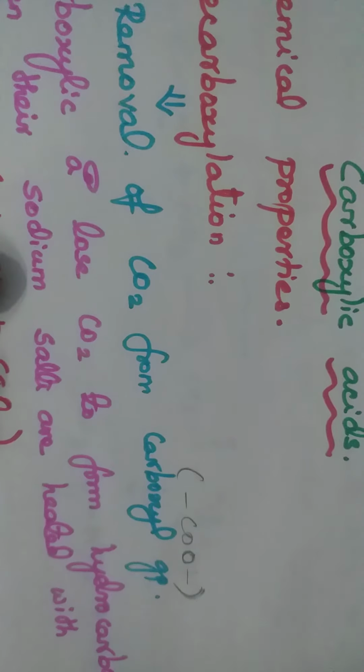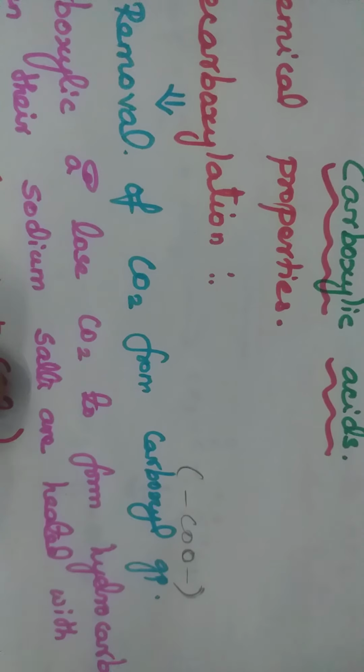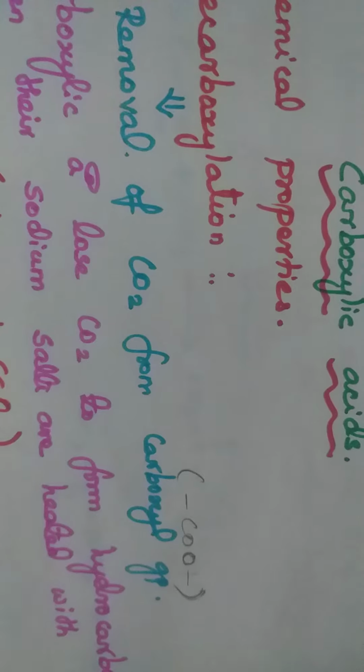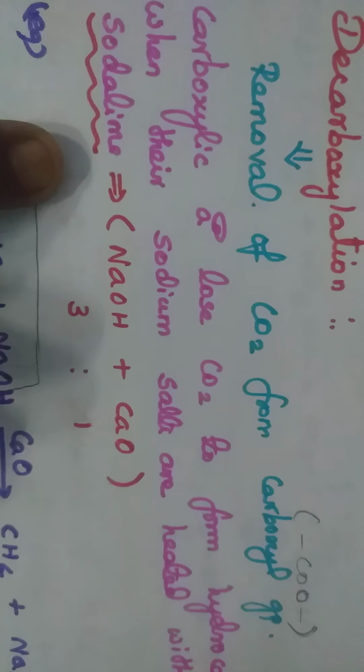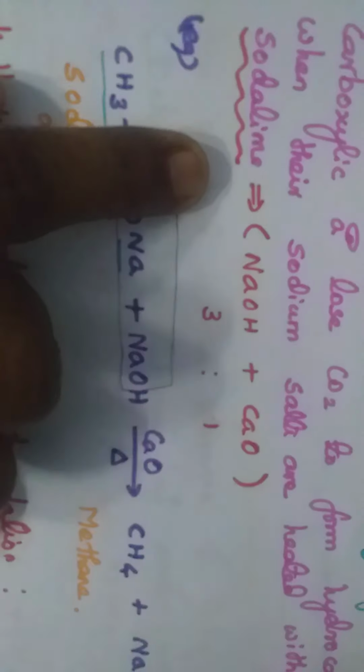Now we are going to take the sodium salt of carboxylic acid. What is that sodium salt of carboxylic acid? If you remove the hydrogen in the acid group, instead we add a sodium. So that is the sodium salt of carboxylic acid. Heated with soda lime. What is the reagent for decarboxylation? The reagent here is soda lime.